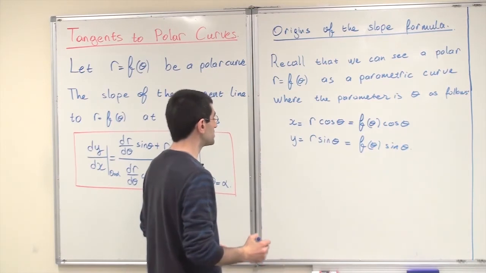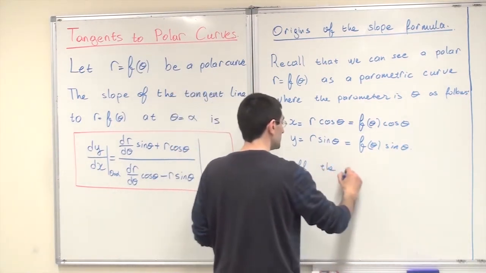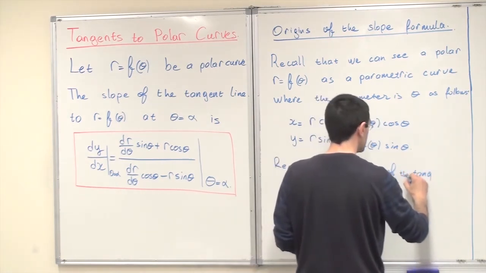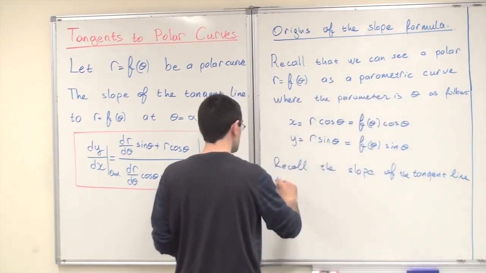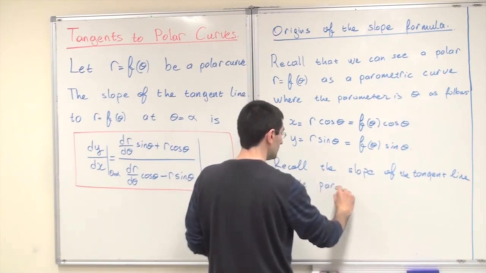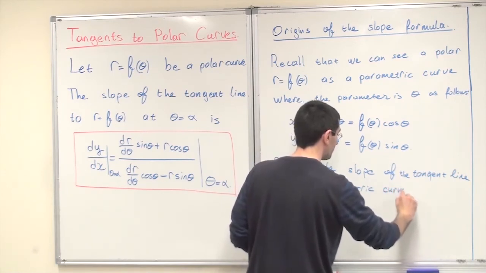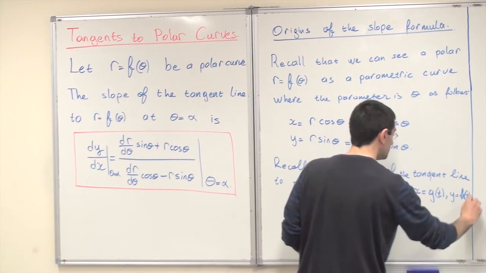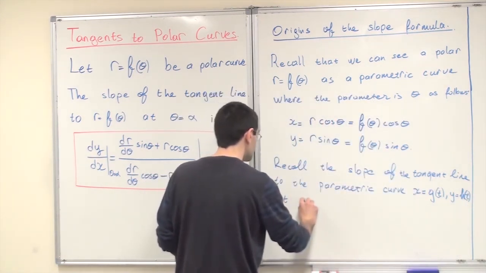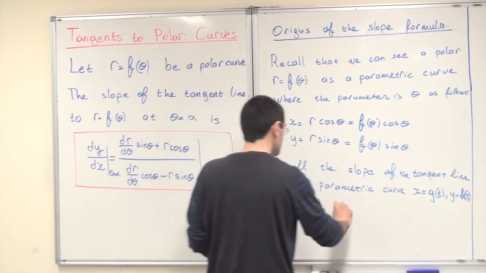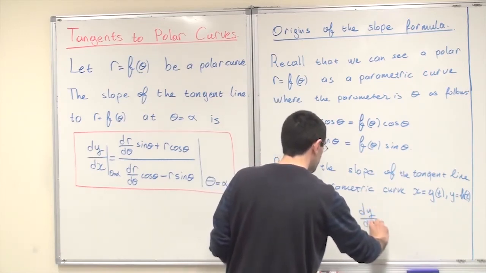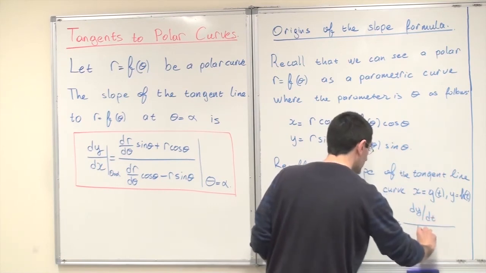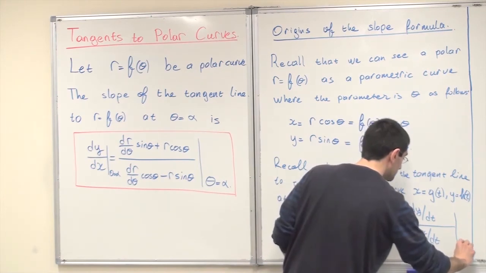Okay. Now, we also recall the slope of the tangent line to the parametric curve, let's say given by x equals g of t and y equals h of t, at the parameter t equals a is dy over dx at t equals a, which is equal to the derivative of y with respect to t over the derivative of x with respect to t, and all is evaluated at a.